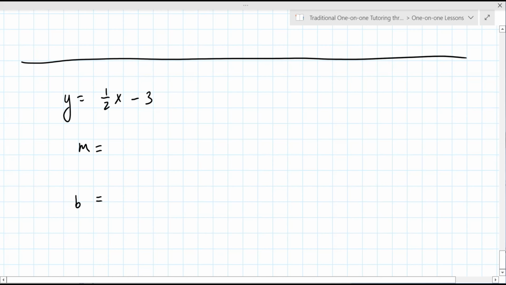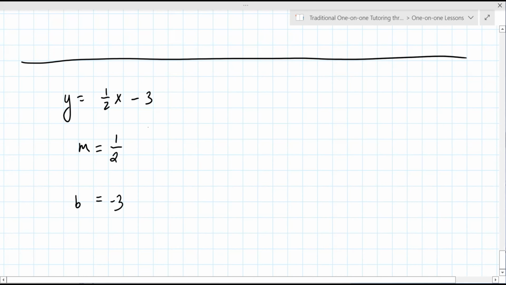The slope is 1/2, and the b value is -3. Now notice that it's already a fraction. When it's already a fraction, you don't need to put it over 1. You just leave it as a fraction.